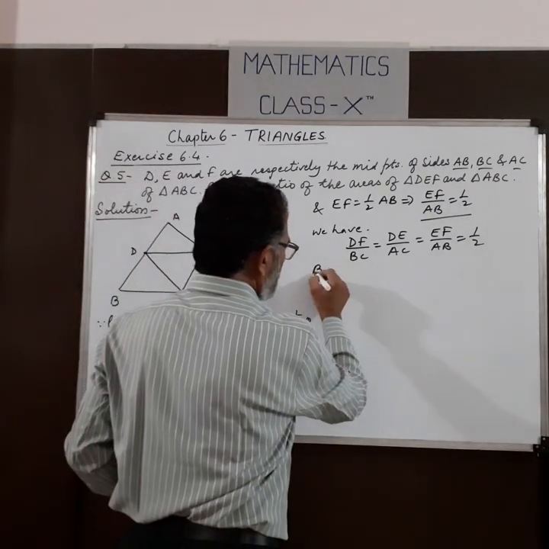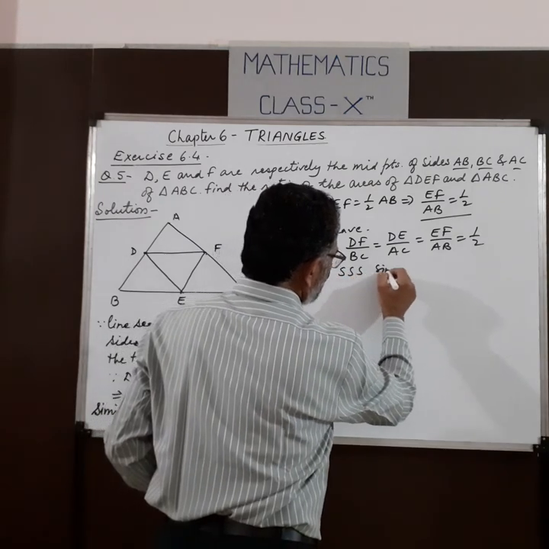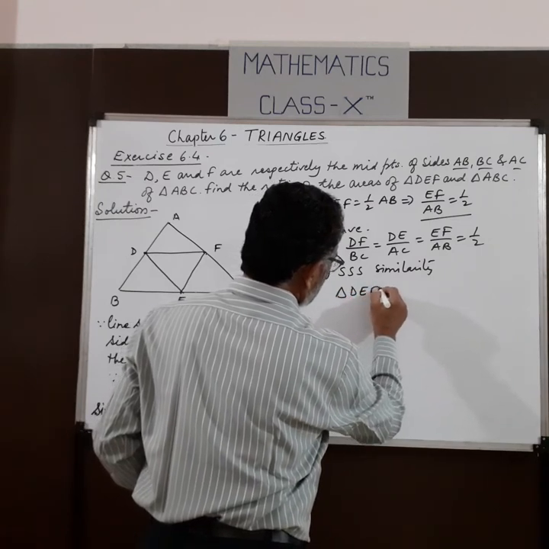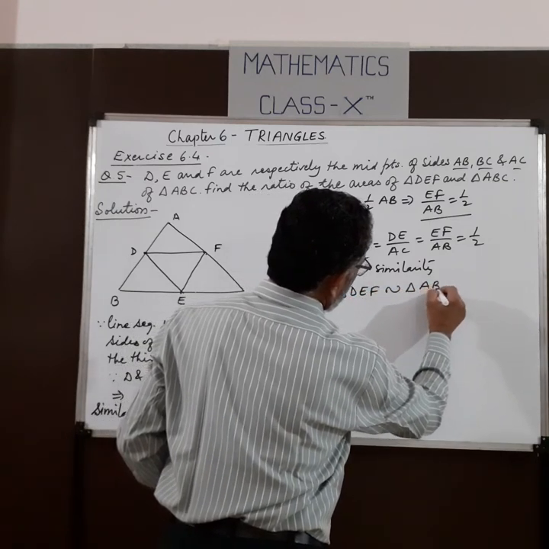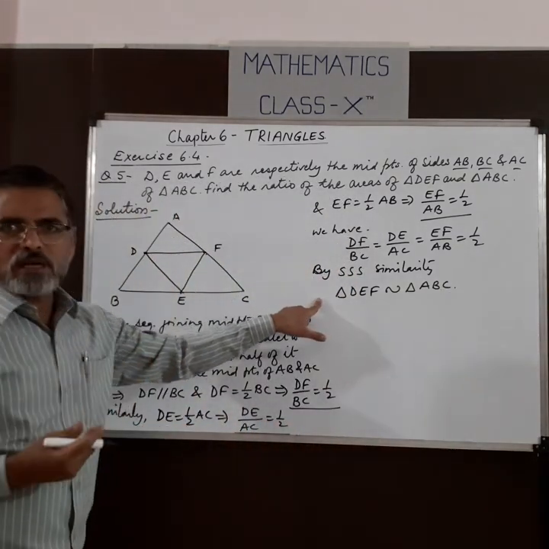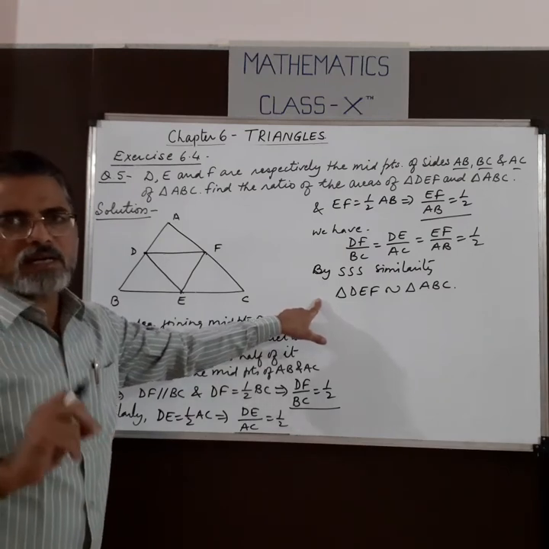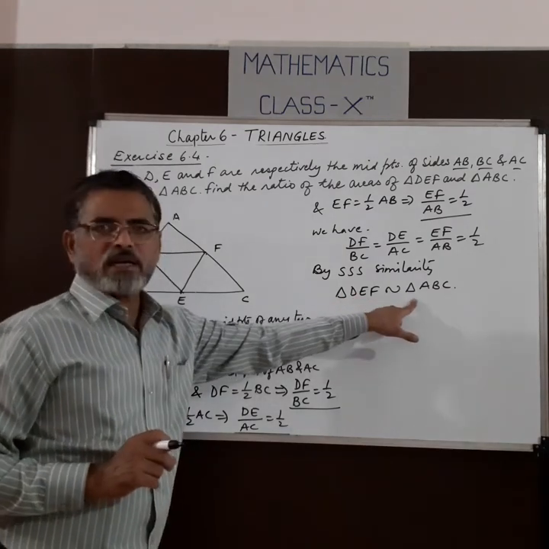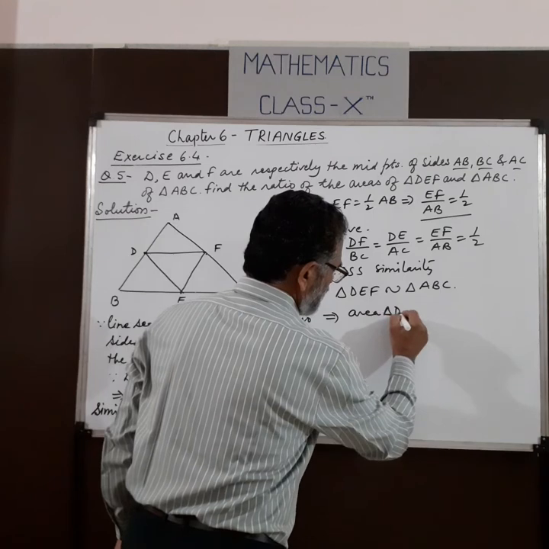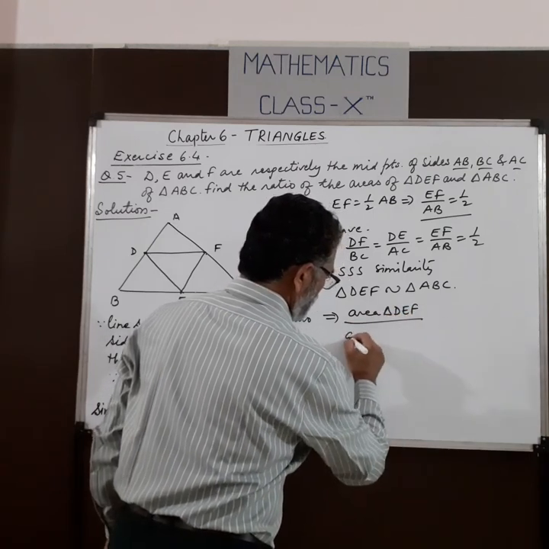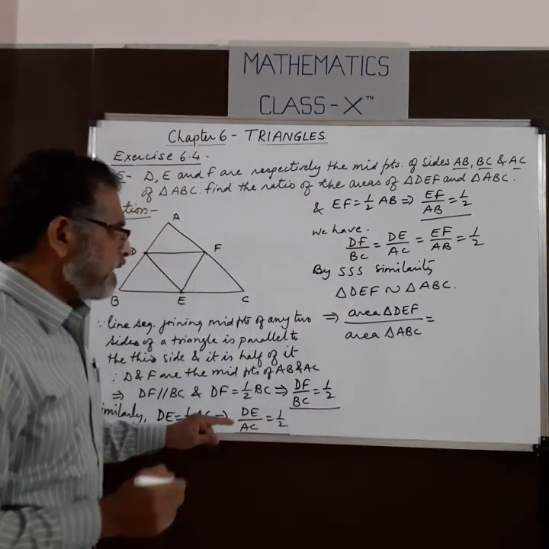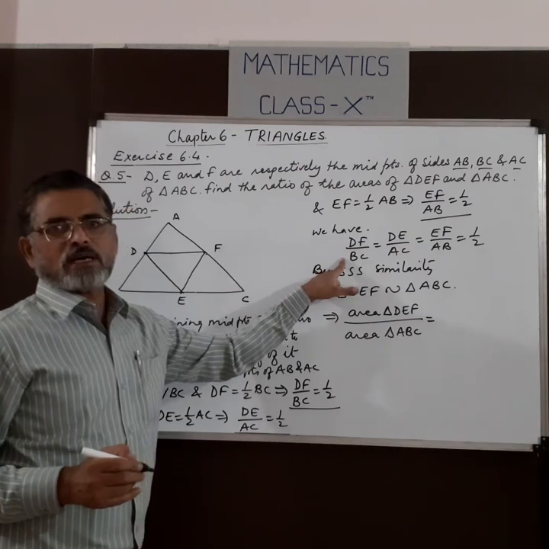So by side similarity, triangle DEF is similar to triangle ABC. Okay. Now, the theorem we have done, in similar triangles the ratio of their areas, so area of triangle DEF upon area of triangle ABC will be what? The squares of the ratio of the corresponding sides.